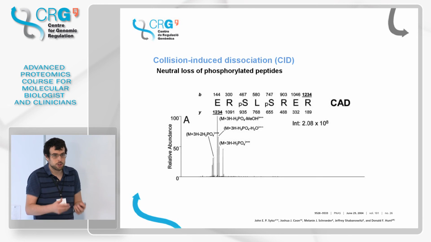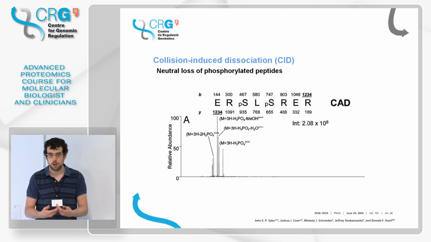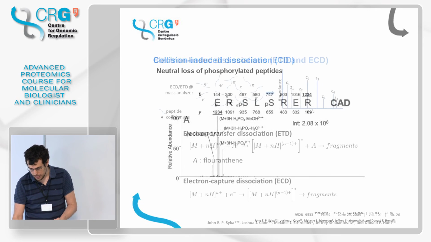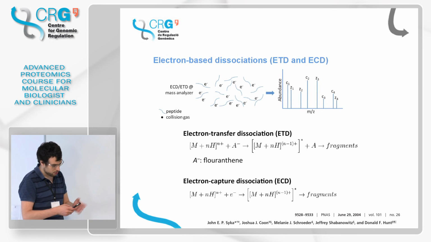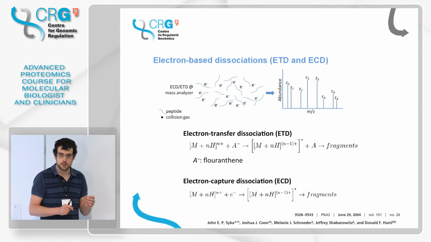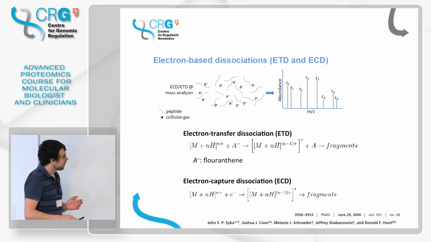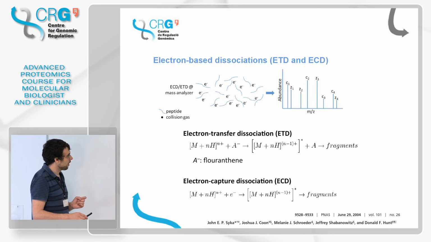This is the motivation why some people in the mass spectrometry field started exploring other fragmentation techniques. One of them, the second one that I want to highlight today, is electron-based dissociation, right? So CID was based on collisions, whereas this fragmentation is based on electrons, right?